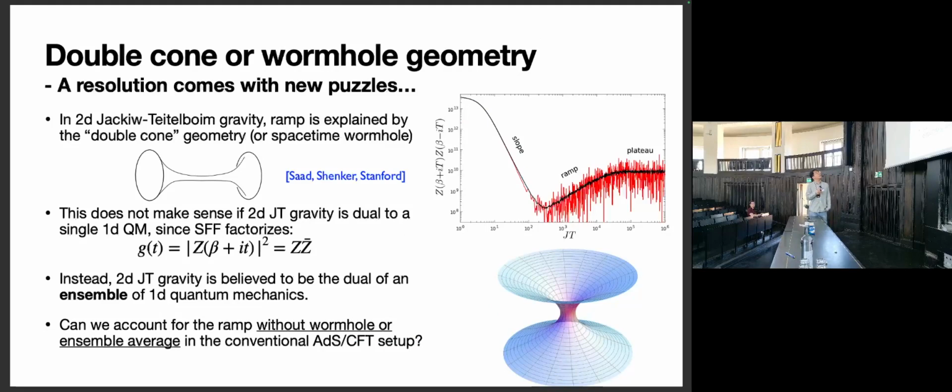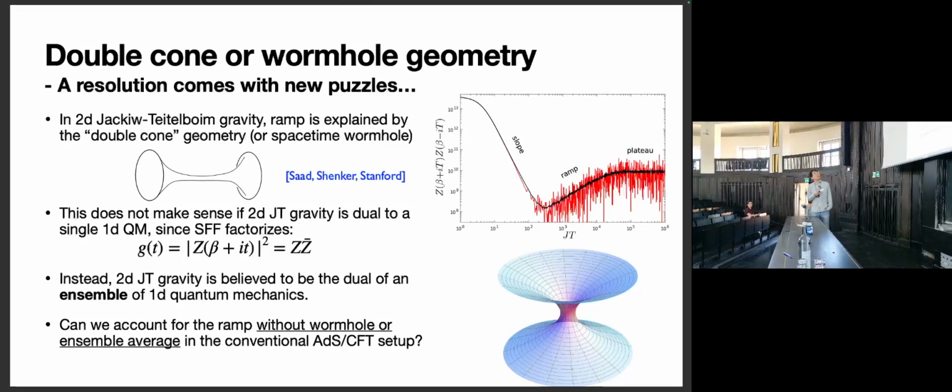And in recent years, there has been lots of development on this problem. If you consider low-dimensional gravity, especially the Jackiw-Teitelboim gravity, this ramp region is explained by the so-called double cone geometry, or space-time wormhole, which was demonstrated in this beautiful paper by SSS.